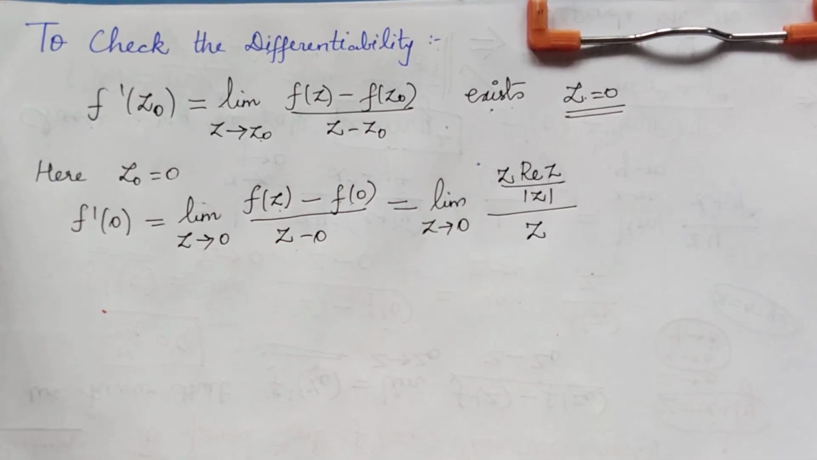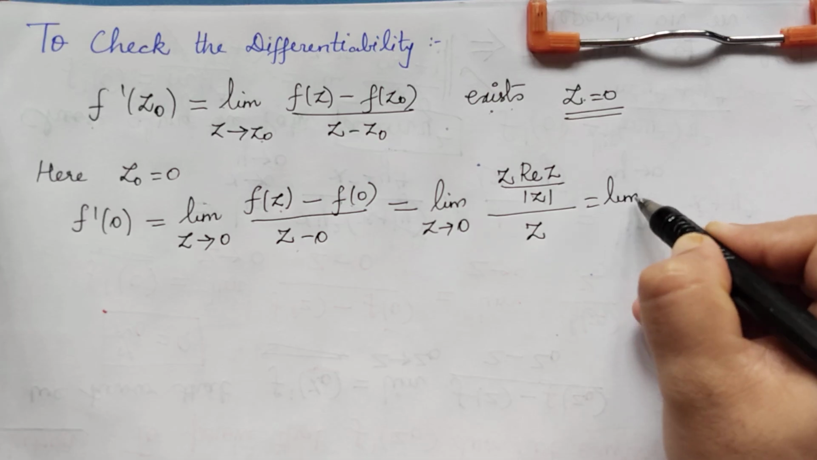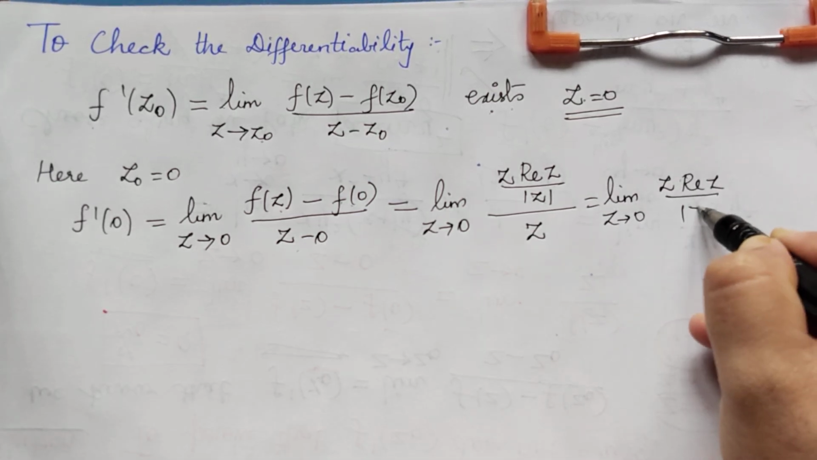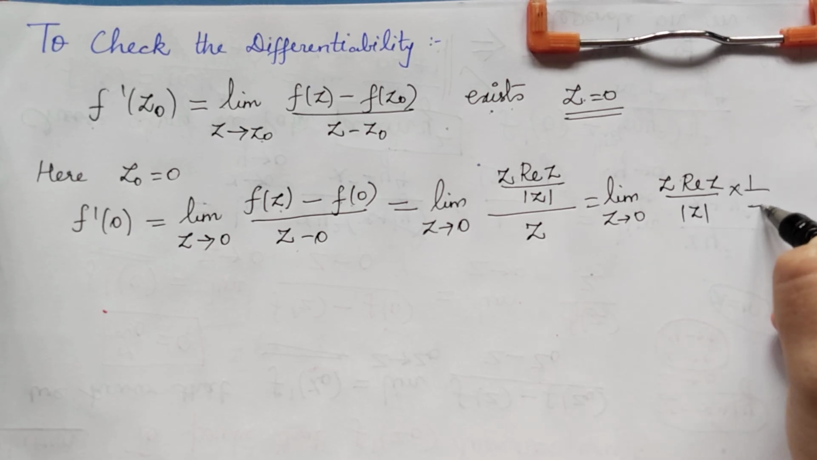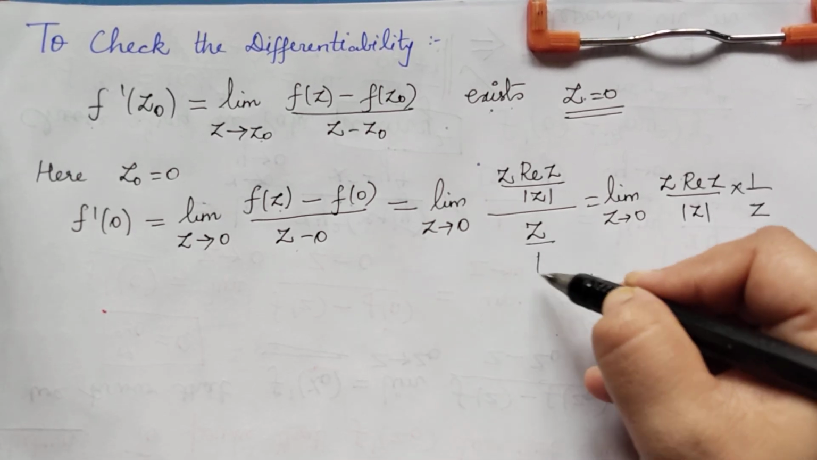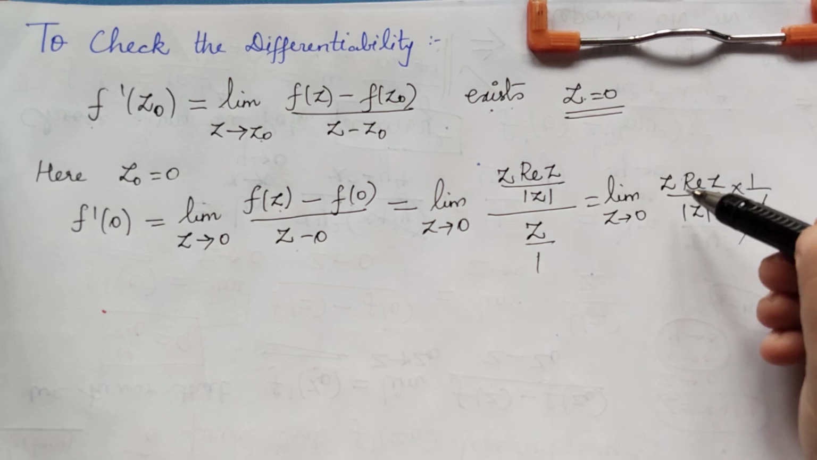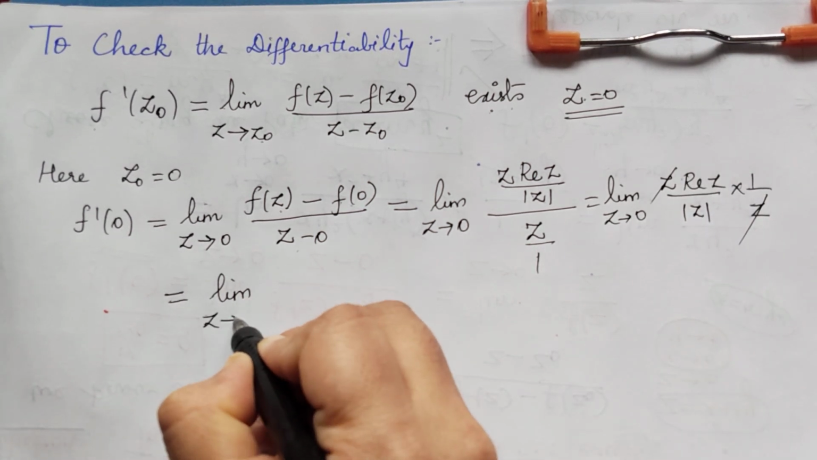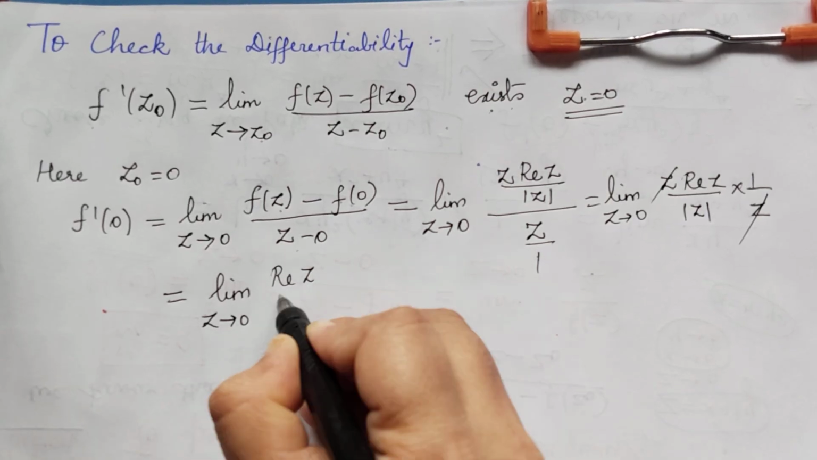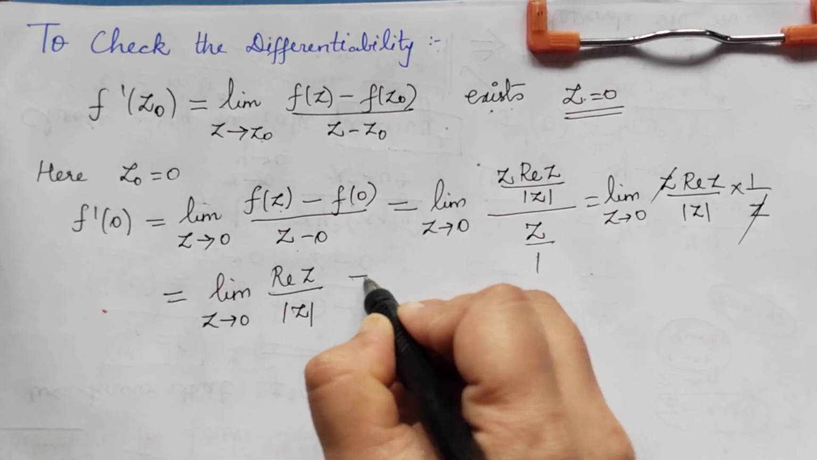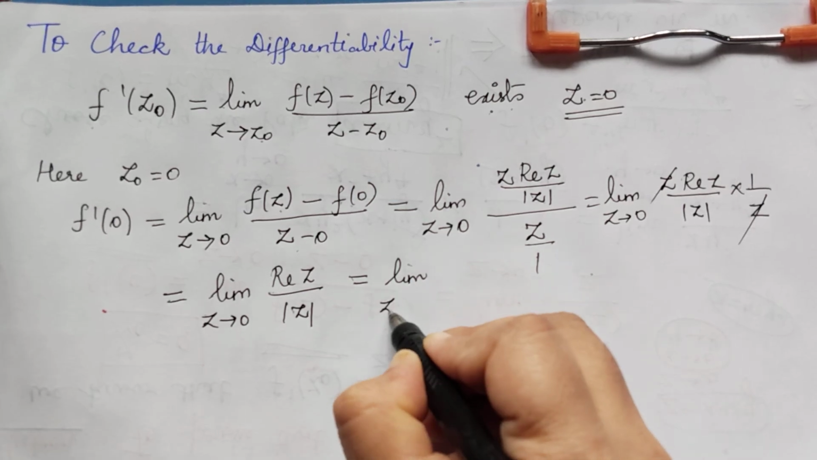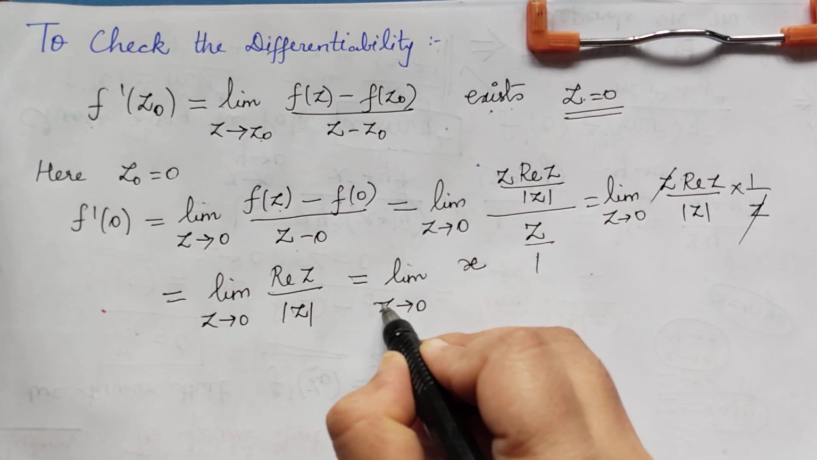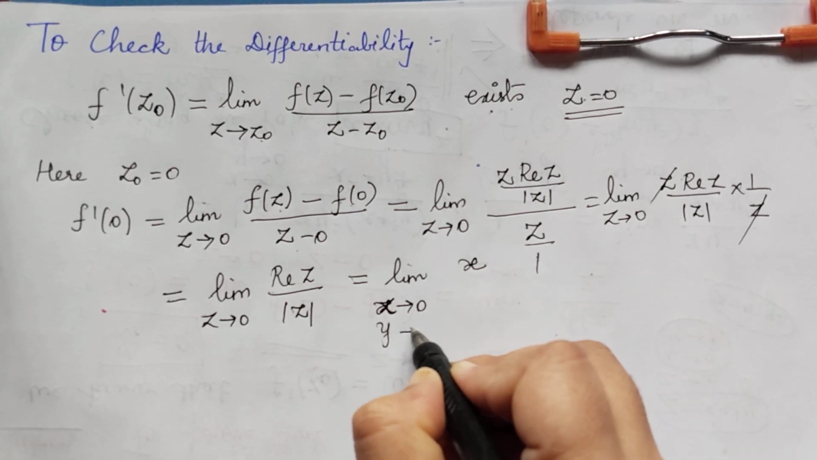which is z. So this we can also write as the limit z tends to 0, z times the real part of z divided by the modulus of z, multiplied with 1 by z. So this z and this z get cancelled, and it's equal to the limit z tends to 0 of the real part of z divided by the modulus of z, which is further equal to the limit z tends to 0. What is the real part of z? It is x. So we can write this as x tends to 0 and y tends to 0.